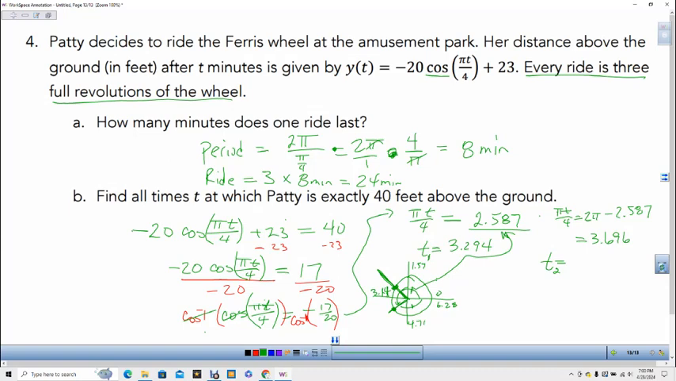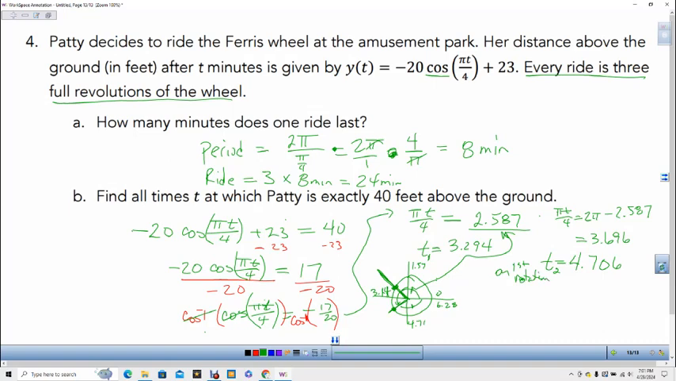So 3.696 times 4 divided by pi, and that's going to give us 4.706. All right, so that's time 1 and time 2. Understand here though, those are the 2 times on the first rotation. But we've got 3 of them.